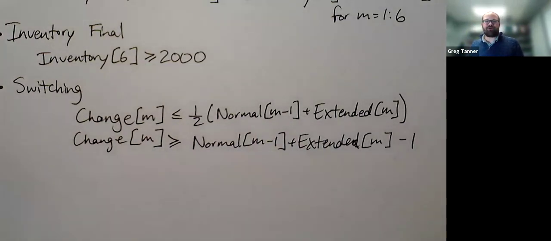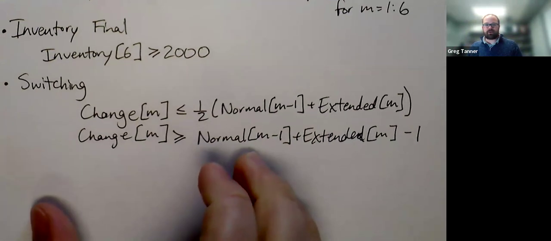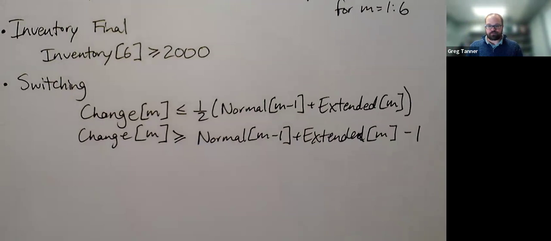If you don't want to think about your modeling as much, you just include both constraints, and then change will behave exactly like the AND of normal M minus 1 and extended M. So that's all the constraints that we need. Let's go ahead and implement this in R and see what the solution is.